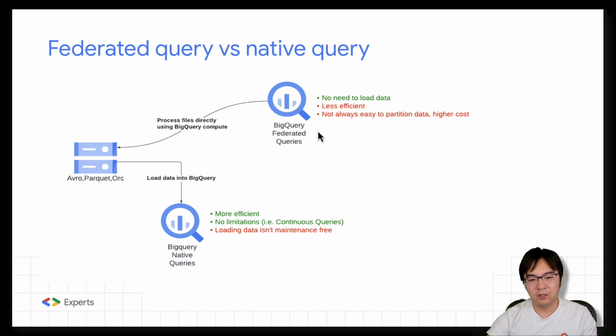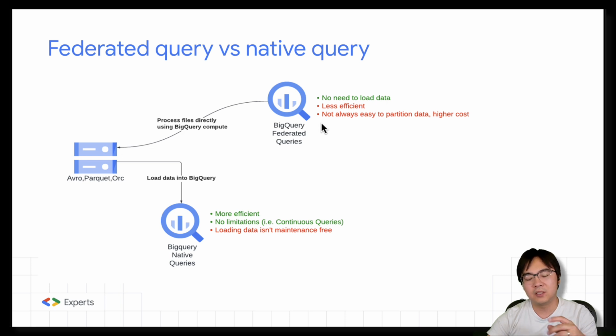So with the BigQuery federated queries, obviously you don't need to load the data at all. So that data stays where it was, right? The issue with that is it's less efficient in most cases because it's not actually using all of the native engine that you have in BigQuery. And also there's no easy way to partition the data very often, which leads to a higher cost, right? Those are the typical downsides you have with those things.